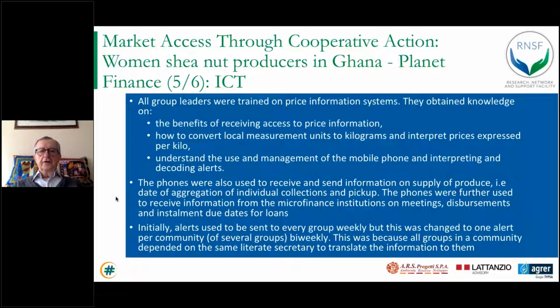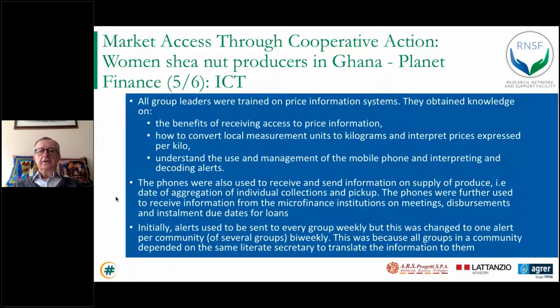The phones were also used to receive and send information on supply of produce, date of aggregation of individual collections and pickup, and also to receive information from the microfinance institutions on meetings, disbursements, installments, and dates for loans.